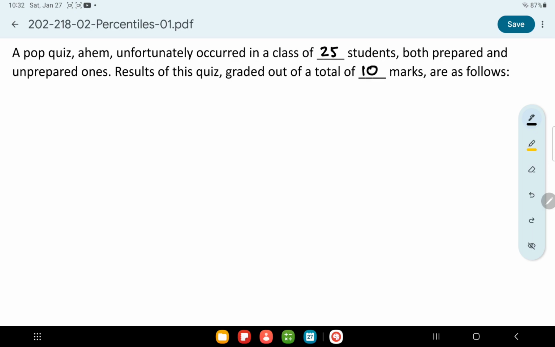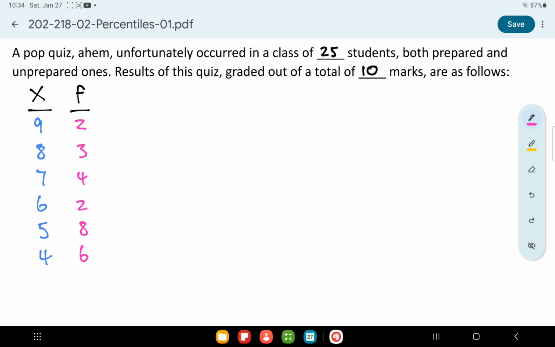The lowest, of course, is 0, if unfortunately any student did not get any of the questions accurately. They are listed as follows. Now here's the frequency distribution table that we can construct based on the results, the performance of the 25 students on this pop quiz.